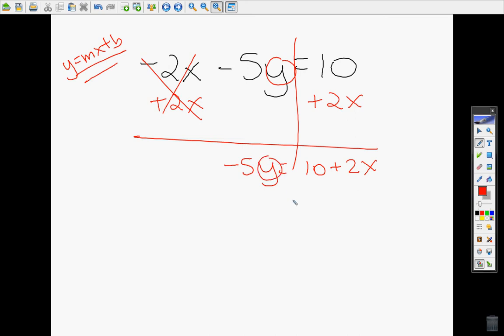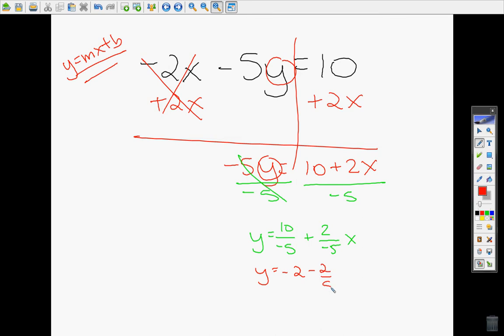Still want to get the y by itself, so I'm going to divide both sides by negative 5. When I do that, this gives me y equals 10 over negative 5 plus 2 over negative 5x. This simplifies. 10 over negative 5 is negative 2, and then positive 2 over negative 5 is negative, so it's negative 2/5 x. But I want to swap it.